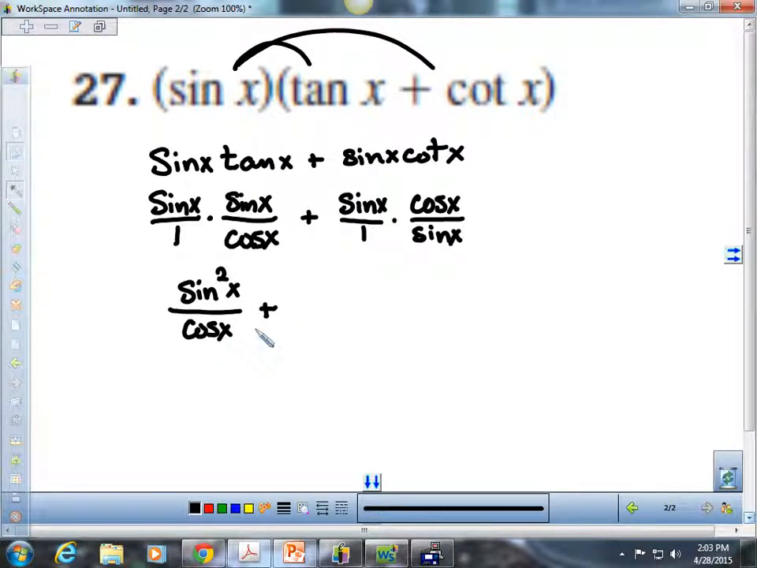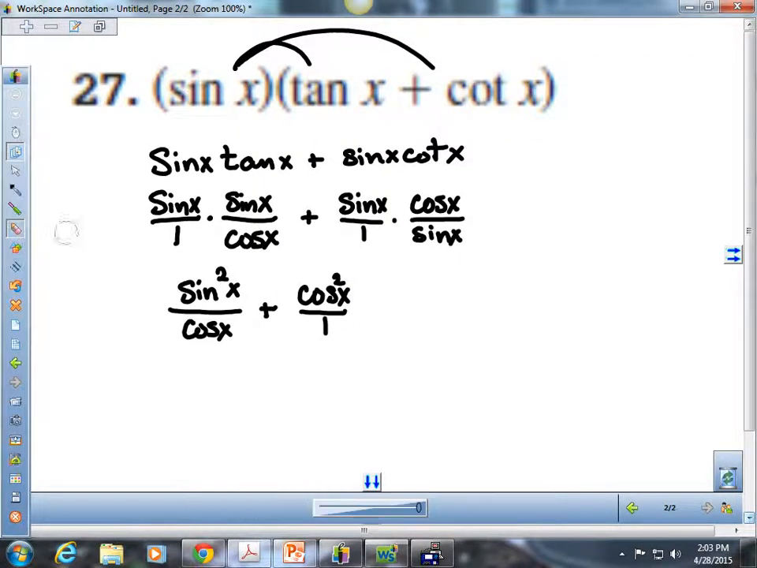Plus, what am I going to get over here? Just cosine x over 1, right? Okay. Well, now I can do the addition if I have what? And what would that common denominator be? So what does cosine x over 1 become? Cosine squared x over cosine x.